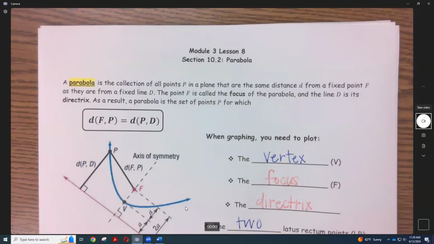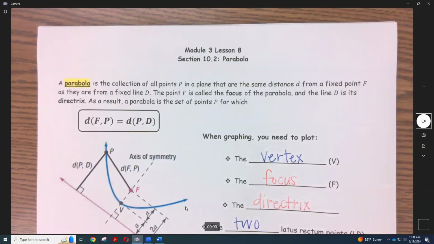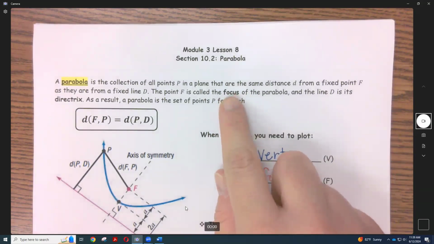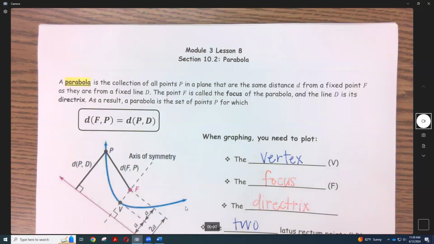Okay, so coming in here to our notes, we start off with the definition. A parabola is the collection of all points P in a plane that are the same distance d from a fixed point F as they are from a fixed line D. So that's a lot. We're going to explain what all that means. It says the point F is called the focus. Notice it's called focus and not foci because we only have one focus. The line D is its directrix.